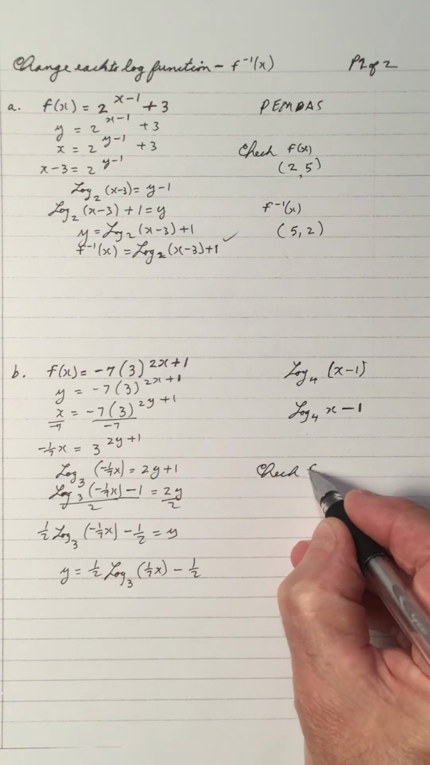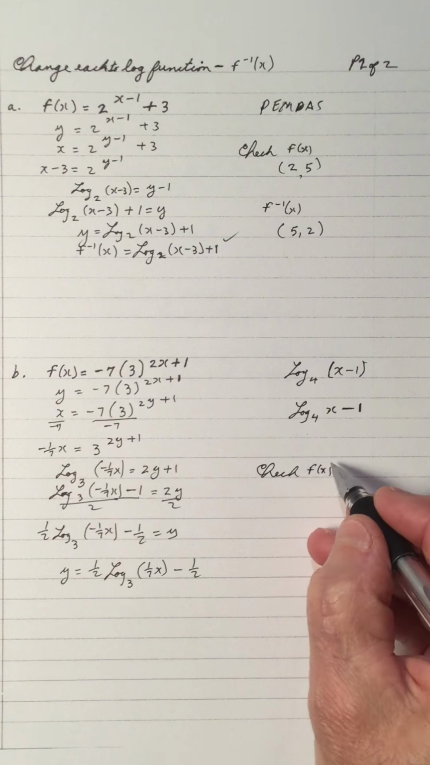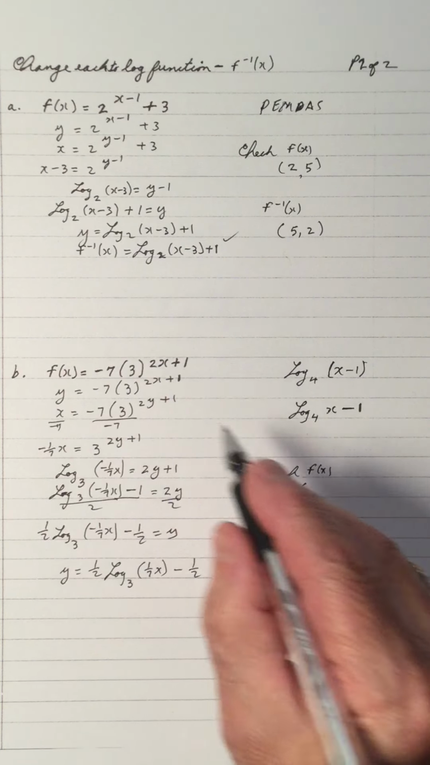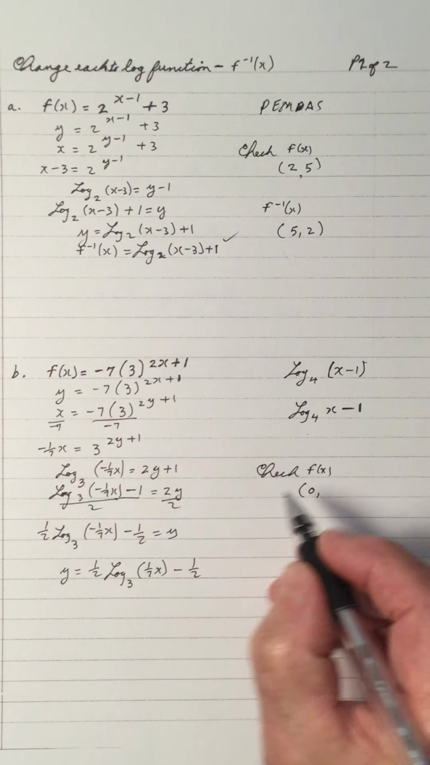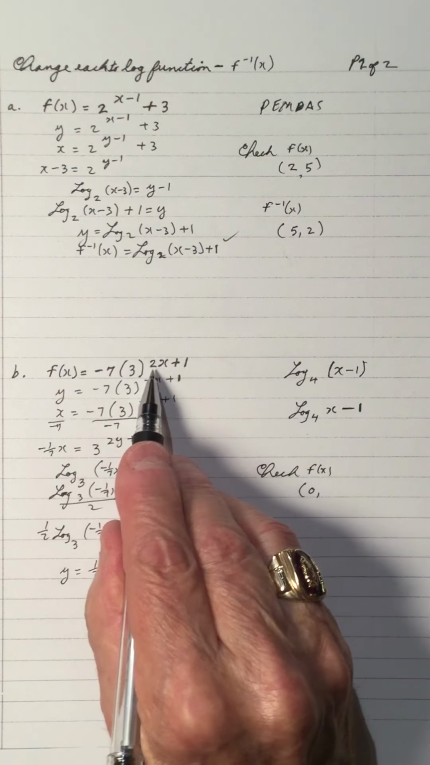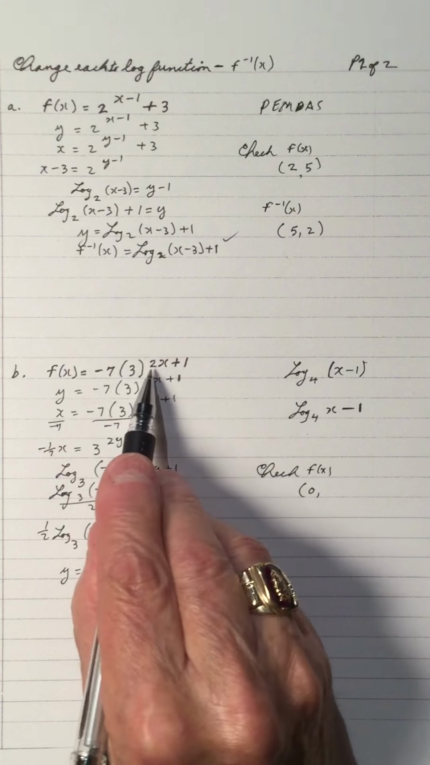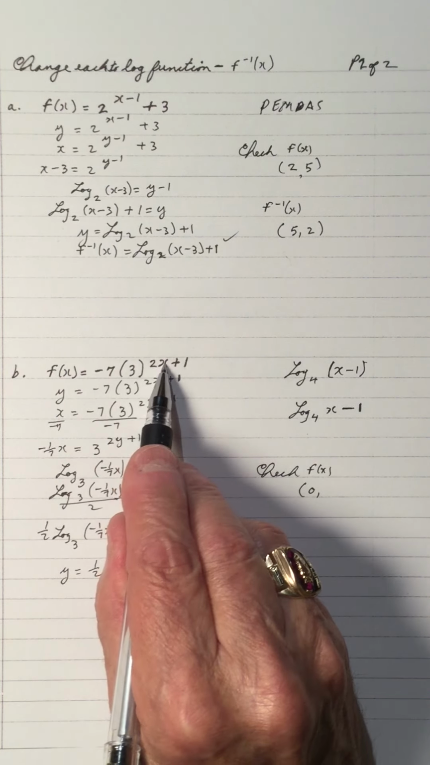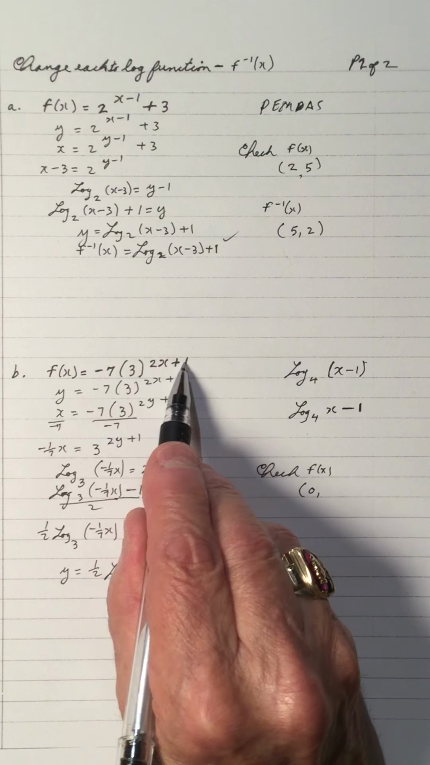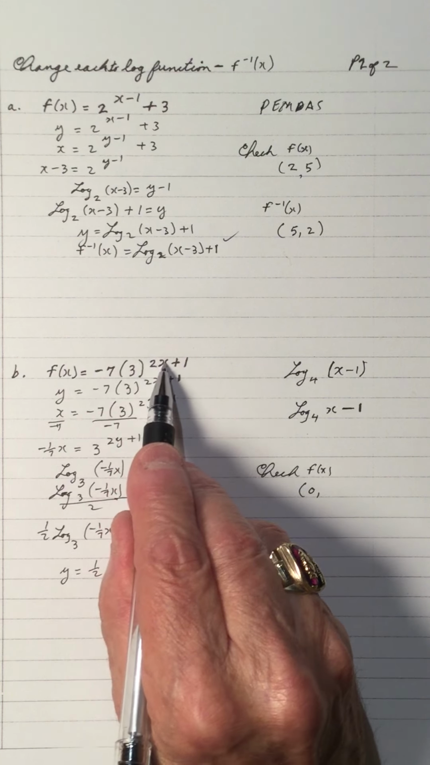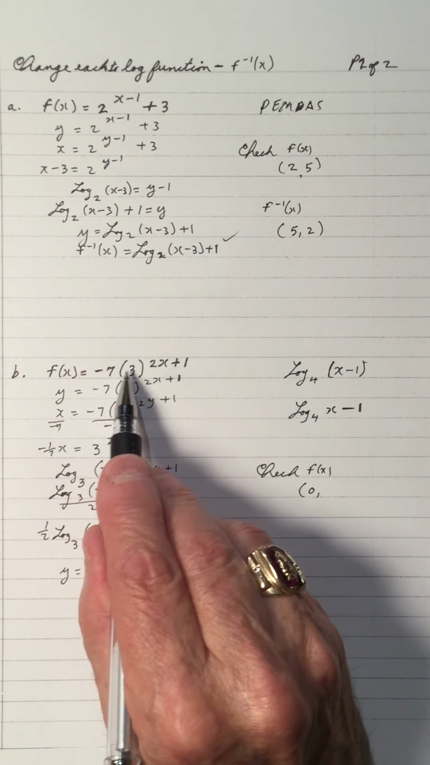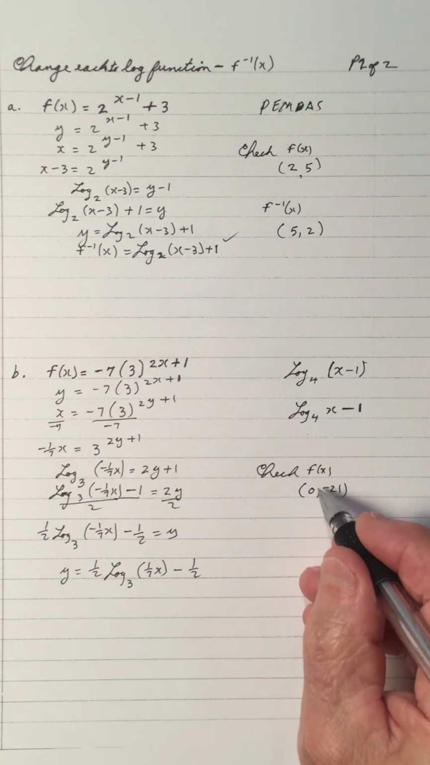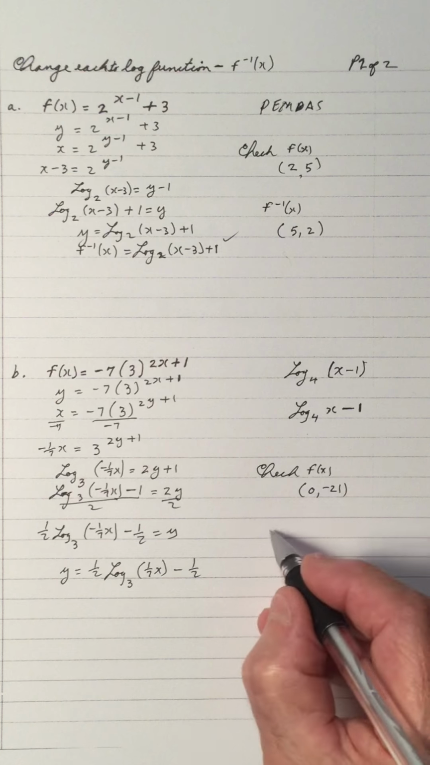And we check. We check to see if we're right on the f of x. Let's check with the point, what happens when x is 0. So I'm just picking 0. I could pick a 1, I could pick a 2, -1. When x is 0, so 2 times 0 is 0. 0 plus 1 is 1. 3 to the 1 is 3. -7 times 3 is -21. So this is the number that fits the f of x.